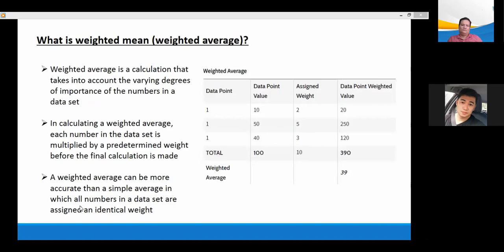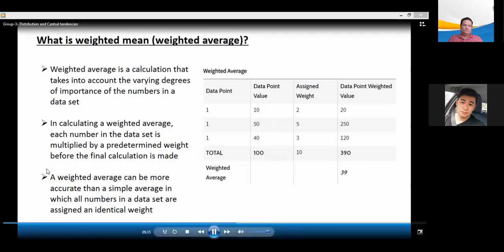What is weighted mean or weighted average? In calculating a simple average or arithmetic mean, all numbers are treated equally and assigned equal weight. But a weighted average assigns weights that determine in advance the relative importance of each data point. A weighted average is most often computed to equalize the frequency of the values in a data set.